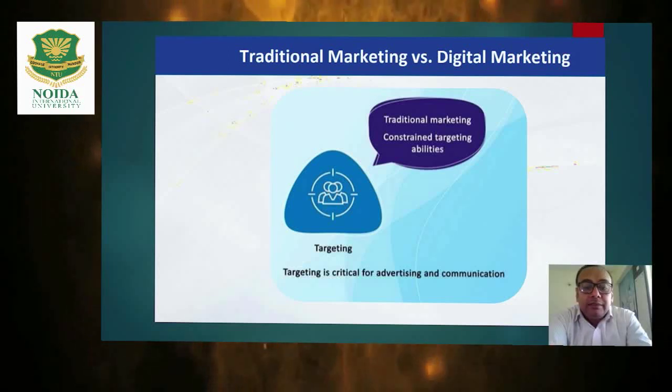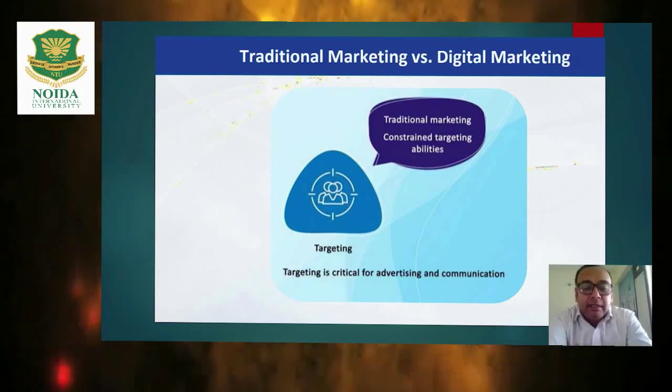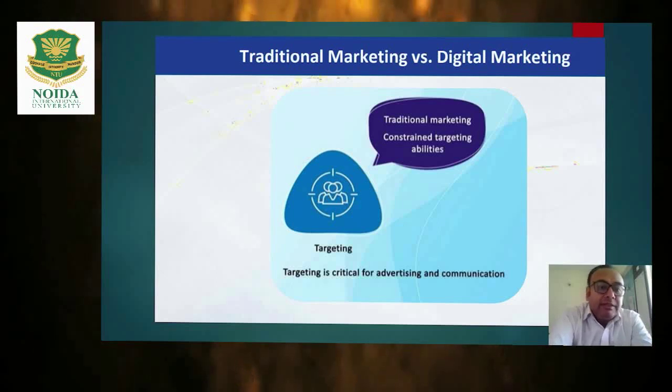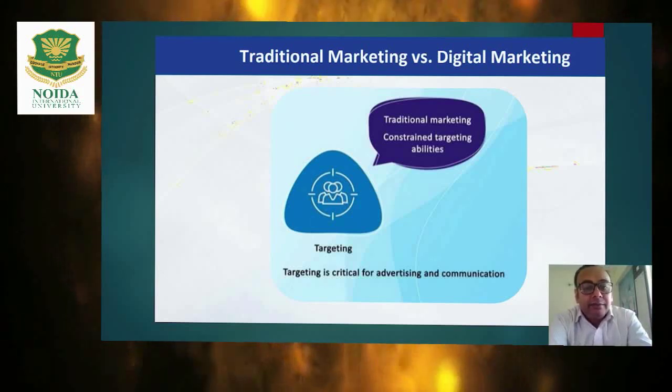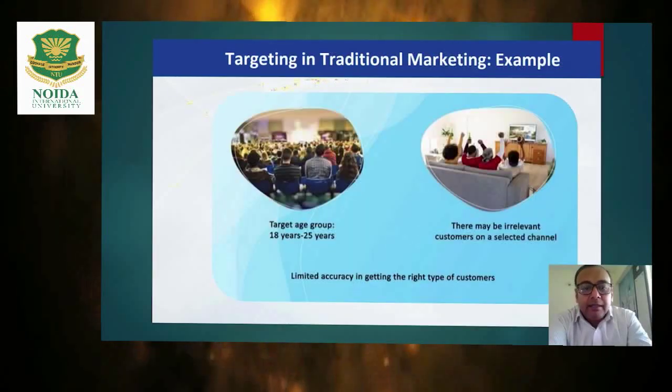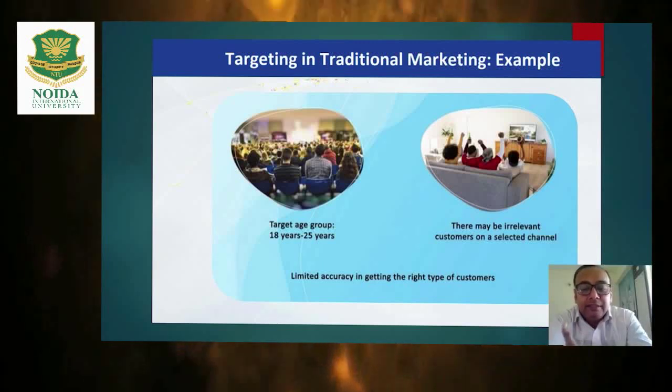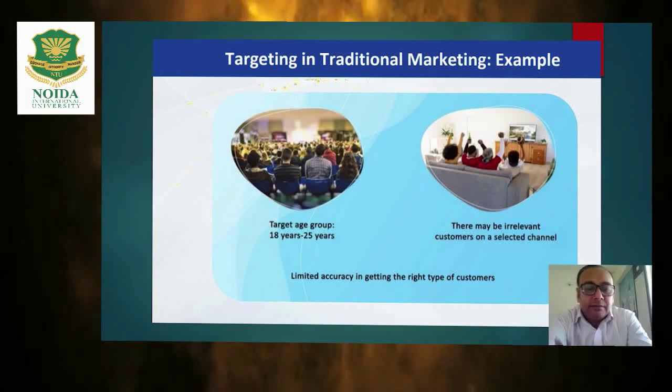And if we compare to that digital marketing channel, traditional marketing is constrained in its targeting abilities, because it has some kind of limitations attached to it, because it doesn't stay in line as compared to digital marketing. If you take an example of the accuracy of these traditional marketing channels, somewhere you can say that you have a target age group of 18 to 25 years, and there may be relevant customers on selected channels.